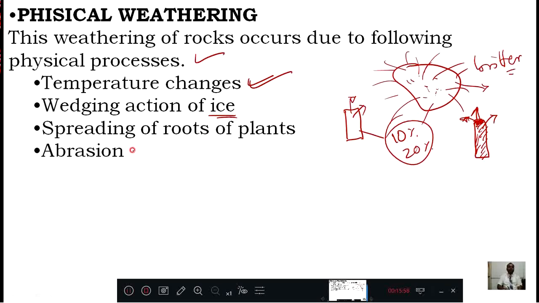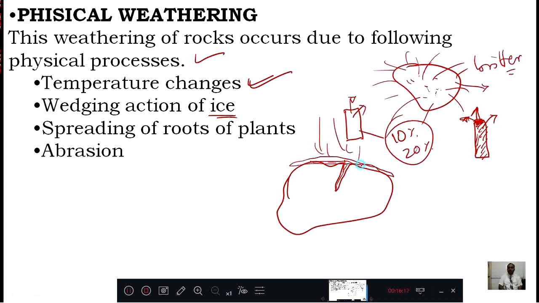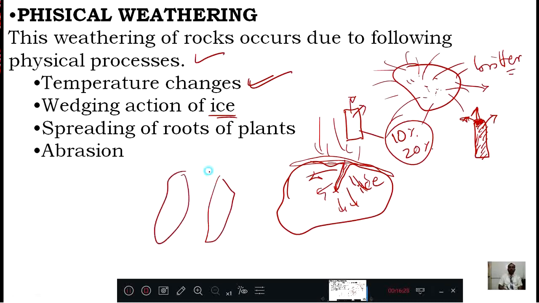Wedging action means what? See here, there is a rock, and this is my rock. Particularly because of rain, water may penetrate here. And after that, in the winter season, this water will become ice, and this will expand. When it expands, this rock will collapse into 2 parts. Then again, wedging action like that will start splitting the rock, and it becomes soil.